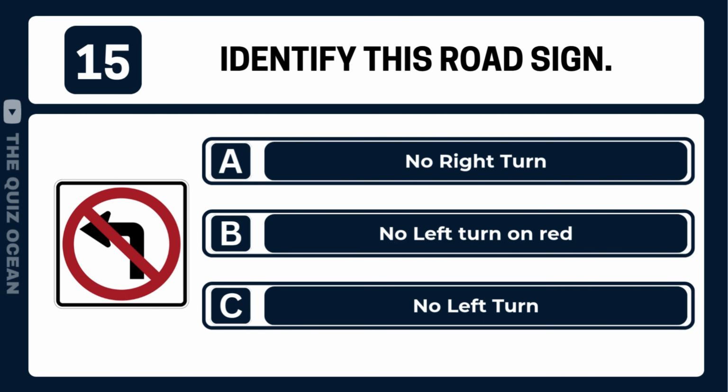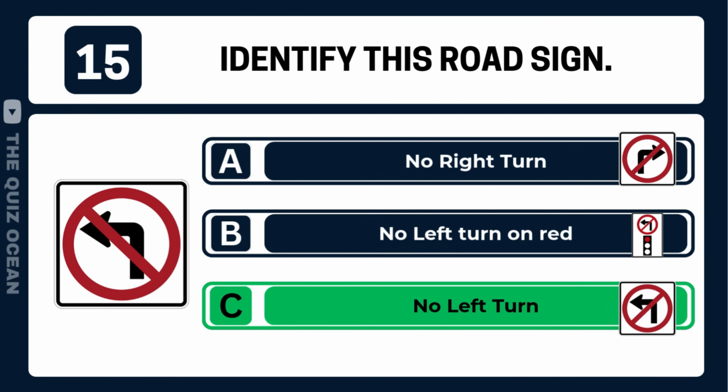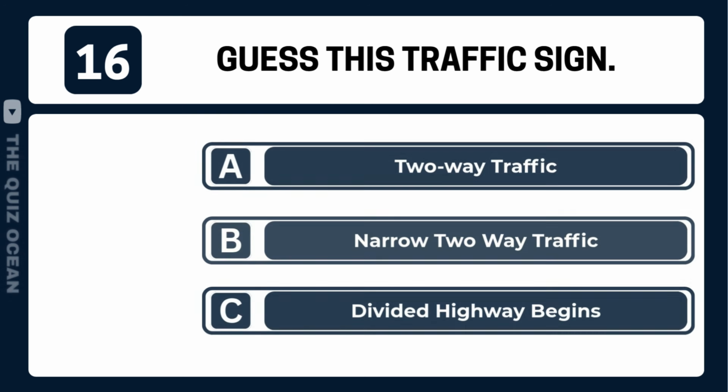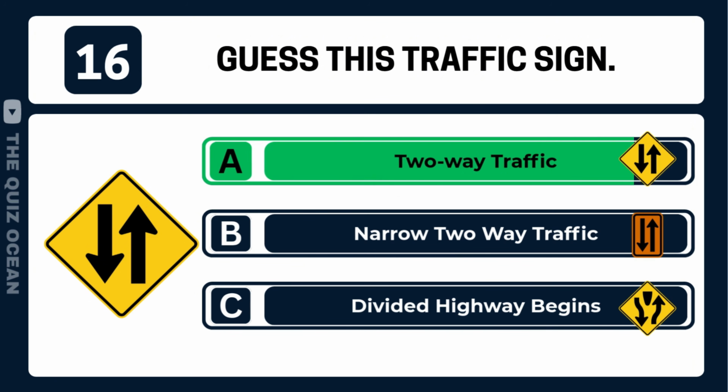Identify this road sign. Nicely done. This is a no left turn sign. Guess this traffic sign. Good observation. This means two-way traffic ahead.